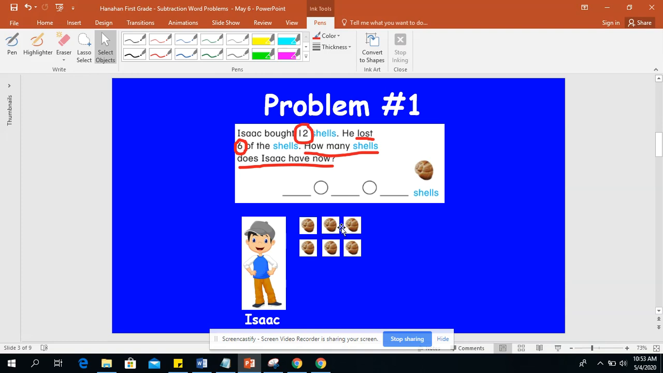1, 2, 3, 4, 5, 6. So if Isaac started with 12 shells and he lost 6 of them, he has 6 shells left.